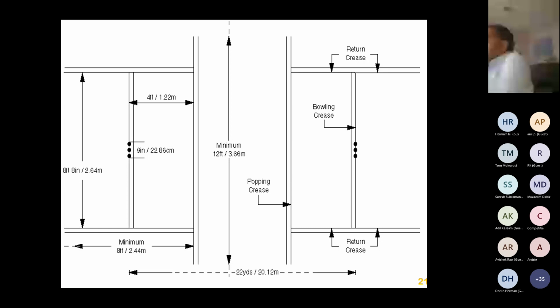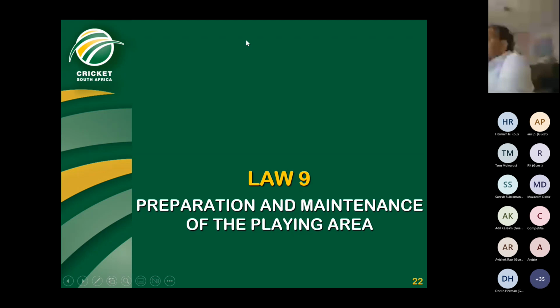Why I say you need to look at where the arrow is to and from, because let's say in the exam, if we look at the bowling crease, for example, the arrow starts at the return crease and ends directly in line with the middle stump.